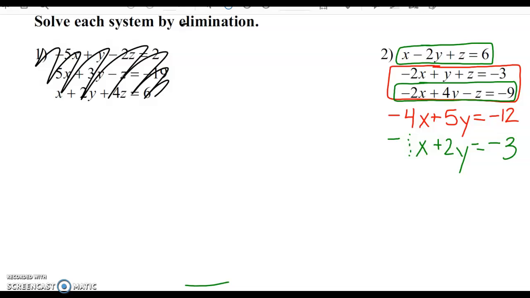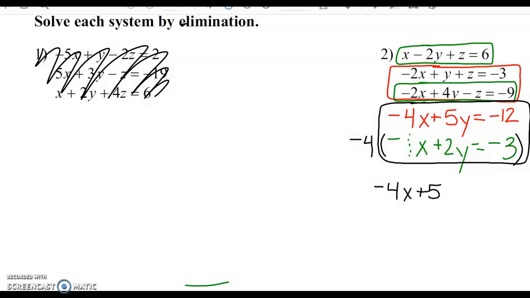Now I've got my system of 2 equations with 2 variables, just like Algebra 1. So I don't have opposites. I'm going to go for x's. They look better. So the opposite of negative 4 is positive 4. So I'm going to multiply that bottom equation by negative 4. So the top red one would say negative 4x plus 5y equals negative 12. Multiplying the bottom one by negative 4.